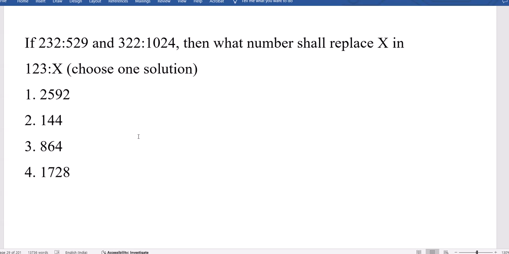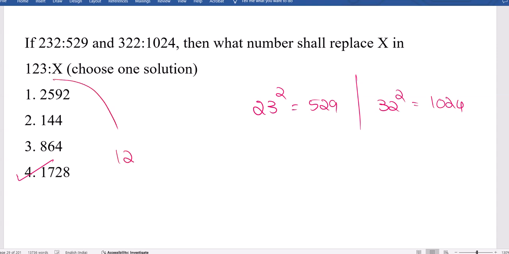So this one answer is option 1728. What is 23 square? This is why we request people to know squares from 1 to 40. 32 square is 1024. Then 123 is 12 cube, not square. 12 cube is 1728.